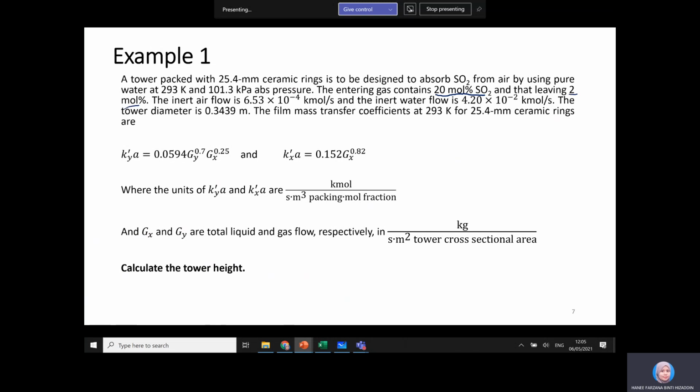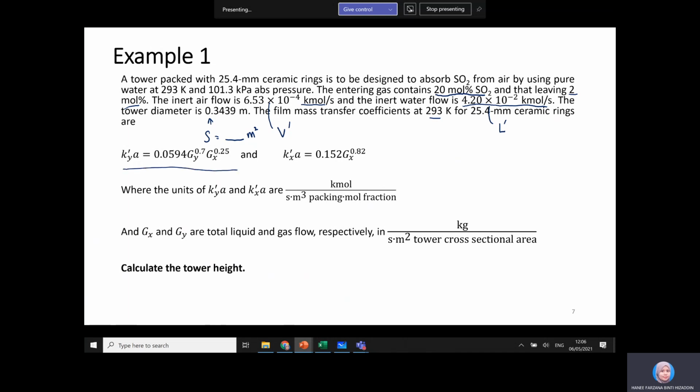The inert air flow is 6.53 times 10 to the minus 4 kilomole per second. So this is V prime, the inert air flow. And the inert water flow is this many kilomole per second. So this is your L prime. The tower diameter is 0.3439 meters. This one you can use to calculate S, i.e. the cross-sectional area. You can calculate pi d squared over 4 to get the area in the unit of meter squared. And you're given the film mass transfer coefficient at the given temperature and pressure.